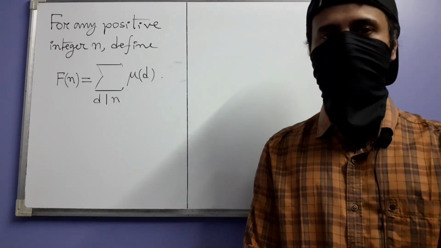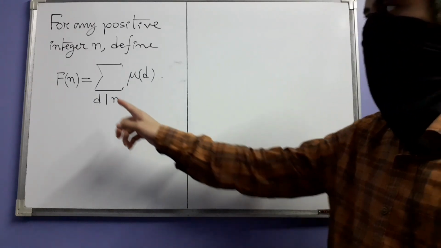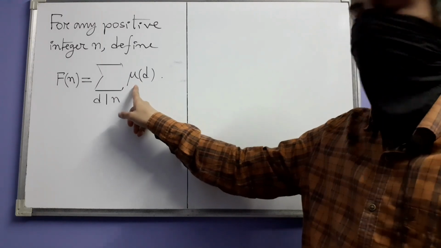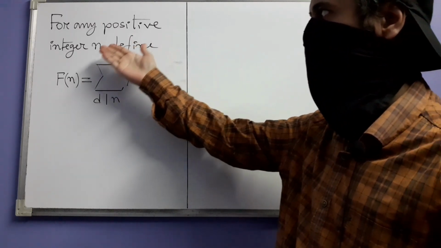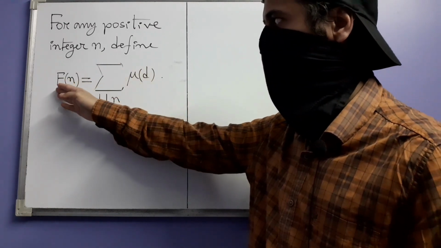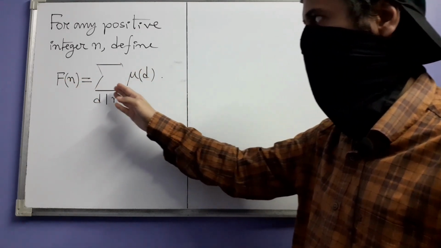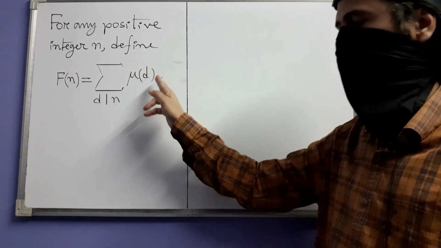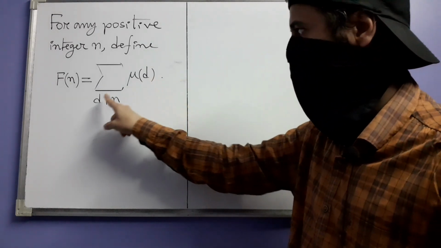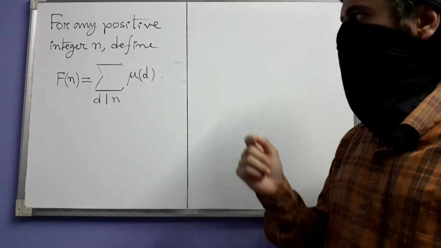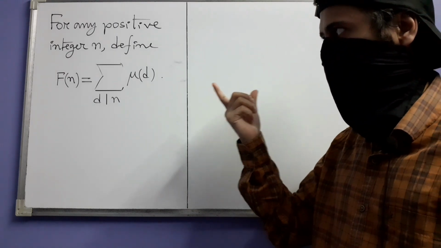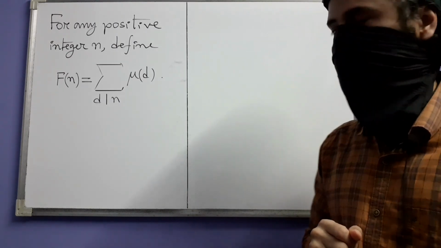Let us next define this new function capital F in terms of our already defined function mu, like this. For any positive integer n, let capital F of n be equal to the sum of the mu values of all the positive divisors d of the input n. And now let us see what the values of capital F are.